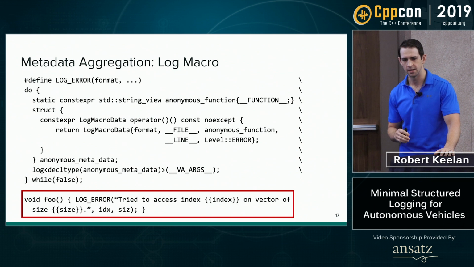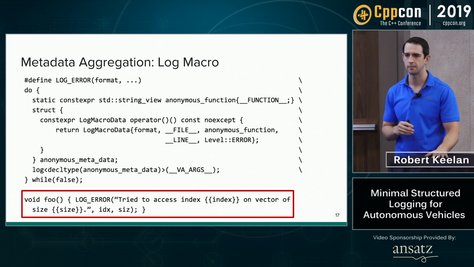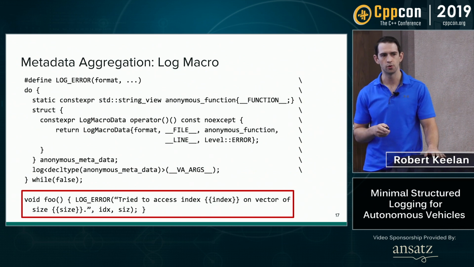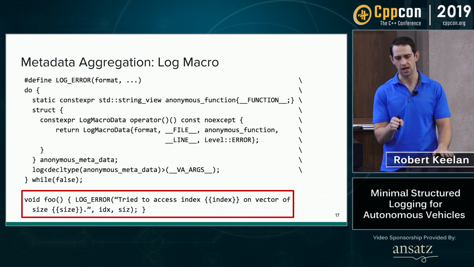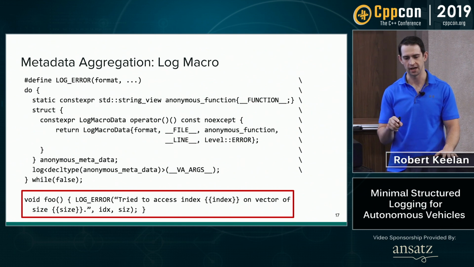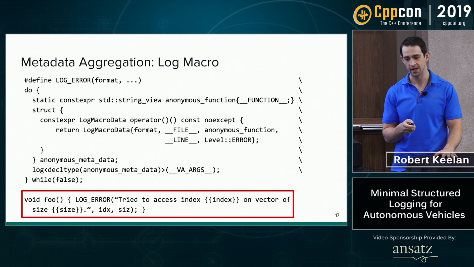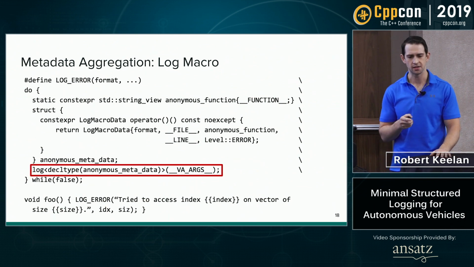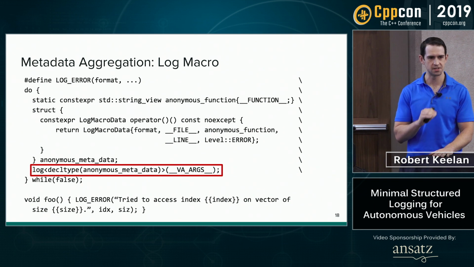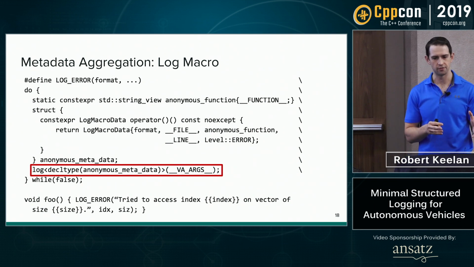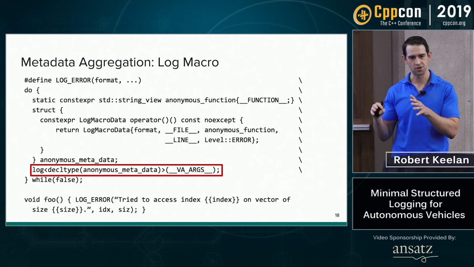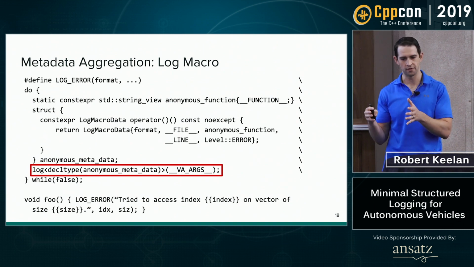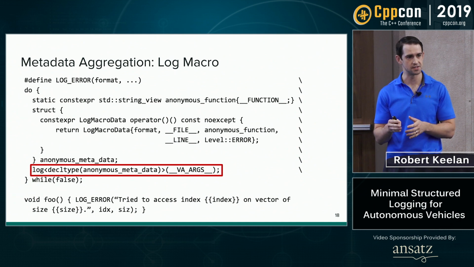So this is the implementation of our log error macro. So let's say we have a function foo on the bottom with this log error statement, tried to access index on vector of size. Basically, this whole log error macro is setting up this single call to this log function. Okay, and basically the requirement of that log function is that it's going to take in as arguments all of the var args for that macro, so idx and size in this case.